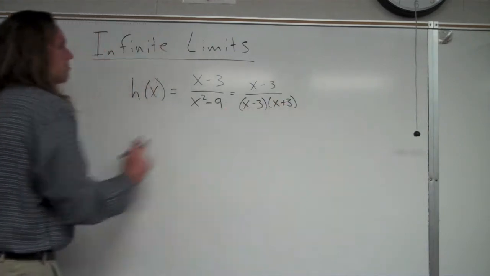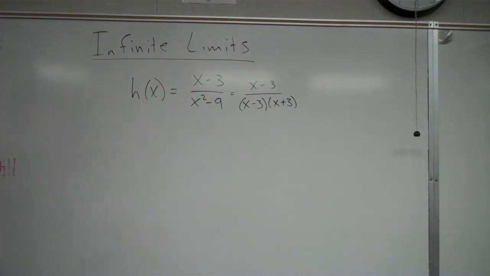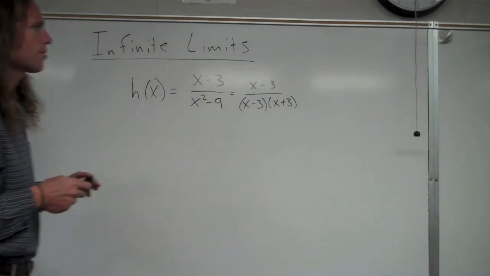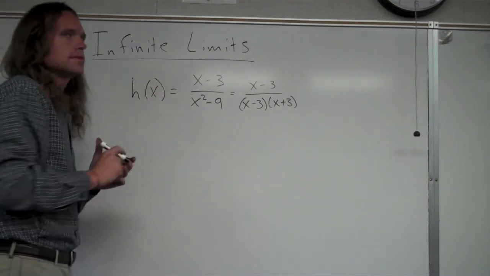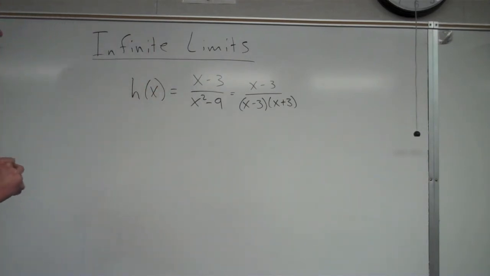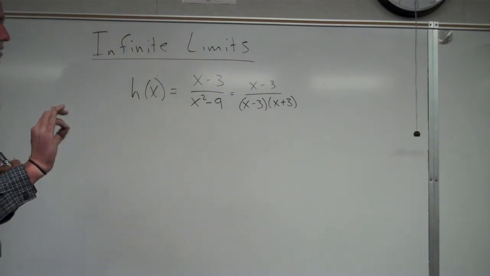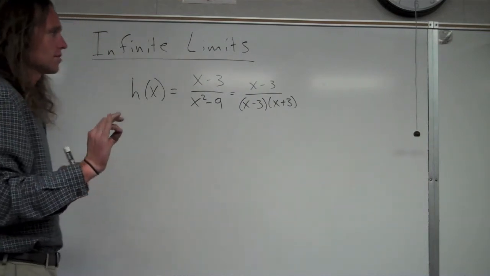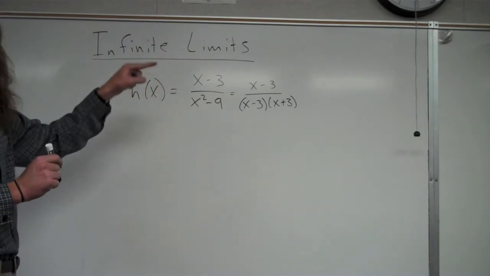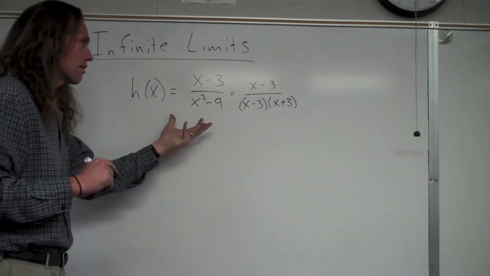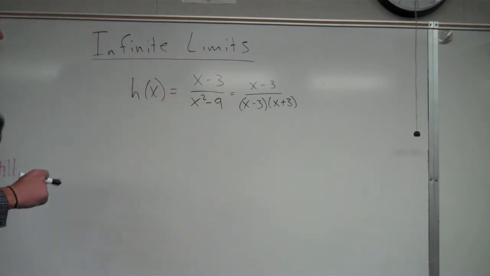And so I notice the bottom, if I plug 3 or -3 in, the bottom is 0. But I notice on top, if I plug 3 in, the top is 0 as well. So x equals 3 is not a vertical asymptote, because when I plug 3 in, it's 0 over 0. What you would see on this graph at x equals 3 is a hole in the graph.